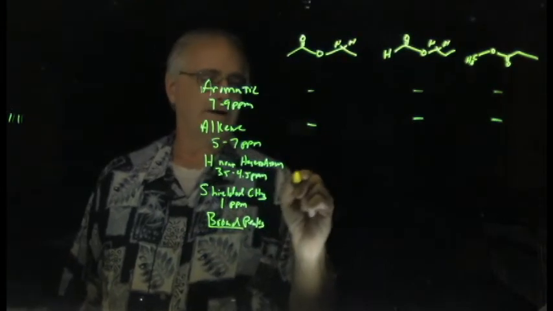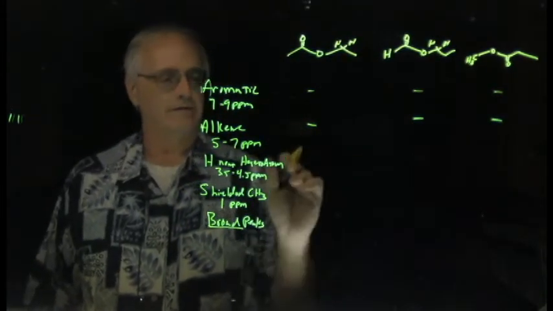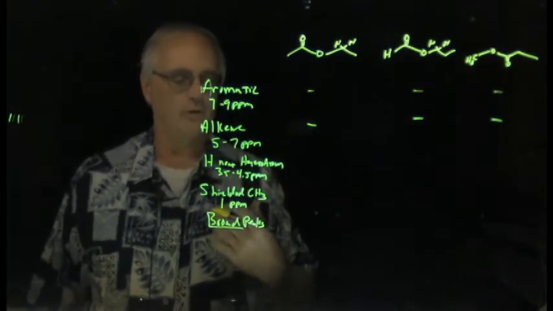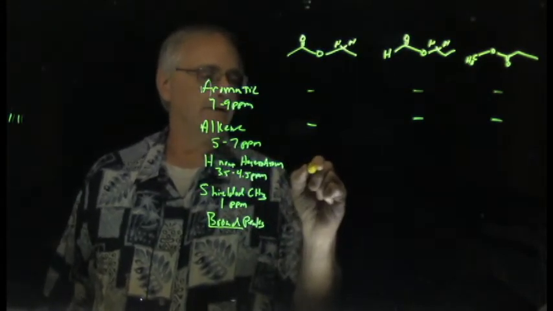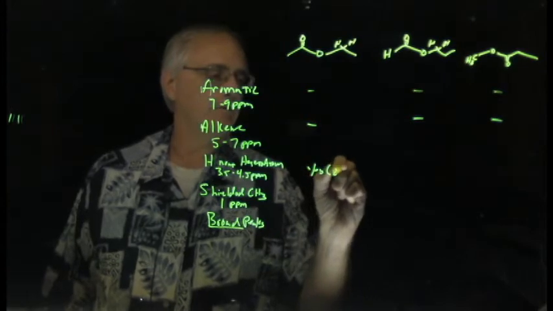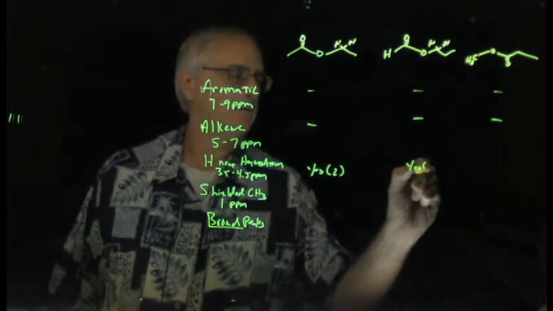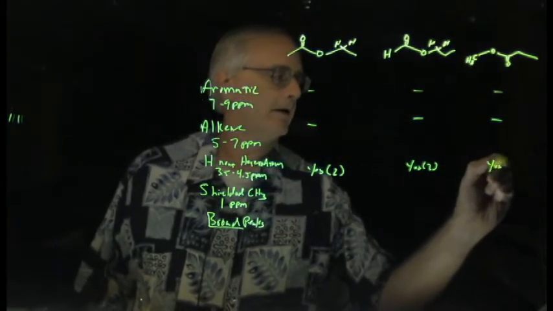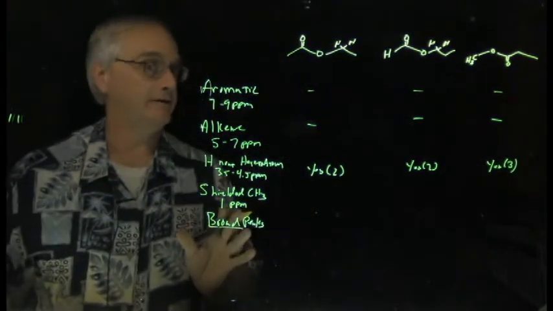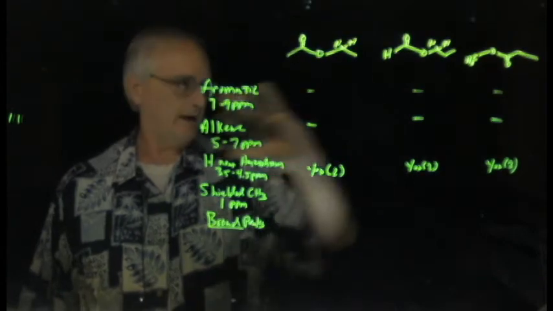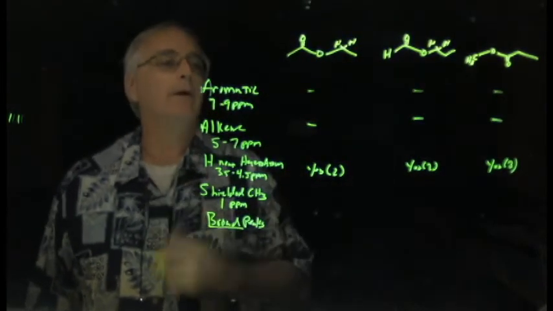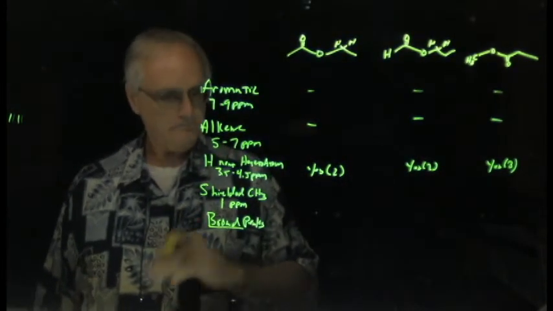And so while we say, yes, there are hydrogens in that 3.5 to 4.5 range, there will be there. 2 hydrogens, yes. 2 hydrogens, yes. 3 hydrogens. And in a matching exercise like this one, that right there is enough to be able to pick out one of the 3 from the set of spectra provided.